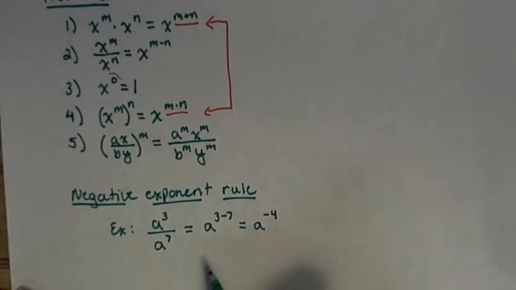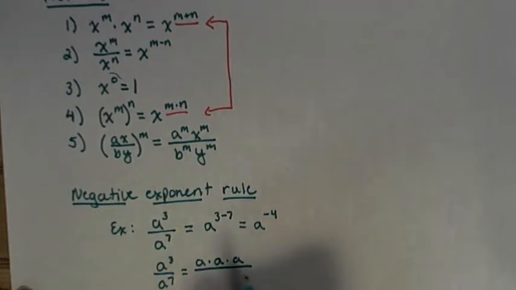Well, let's take a look at this in another way. Suppose that I look at a to the 3rd over a to the 7th, and I write out what each of these means. I have a times a times a over a times a times a times a times a times a times a. There's got to be 7 of them down there. I think I got that right.